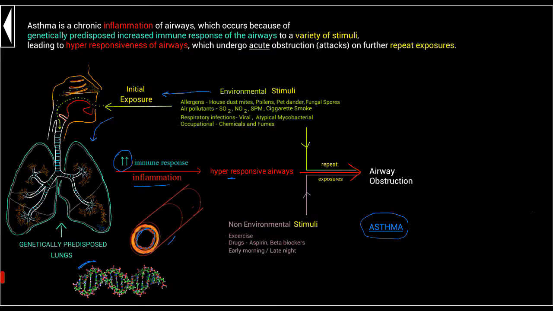Now, repeat exposures of these environmental stimuli or even non-environmental stimuli causes acute attacks in these airways and lead to airway obstruction, which produces the signs and symptoms. So, as you can see, we can prevent attacks to some extent by minimizing exposure of these stimuli.